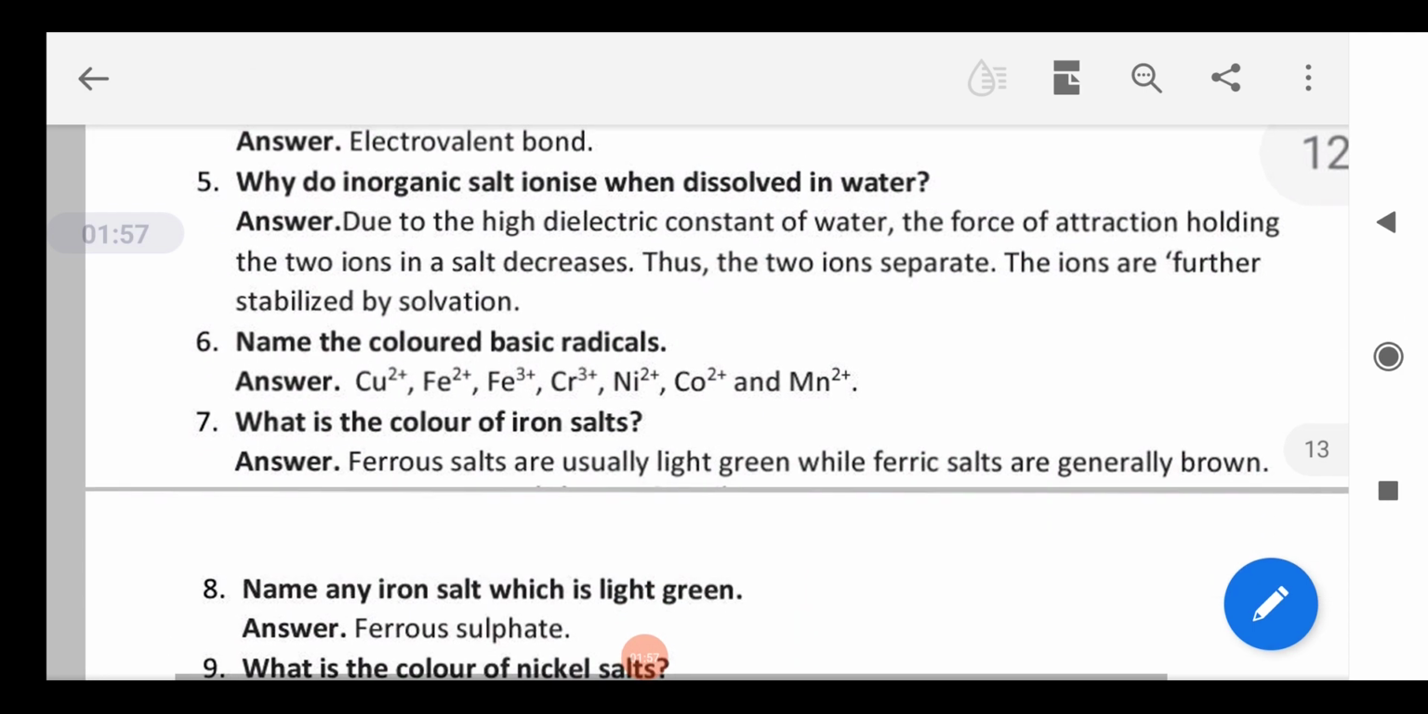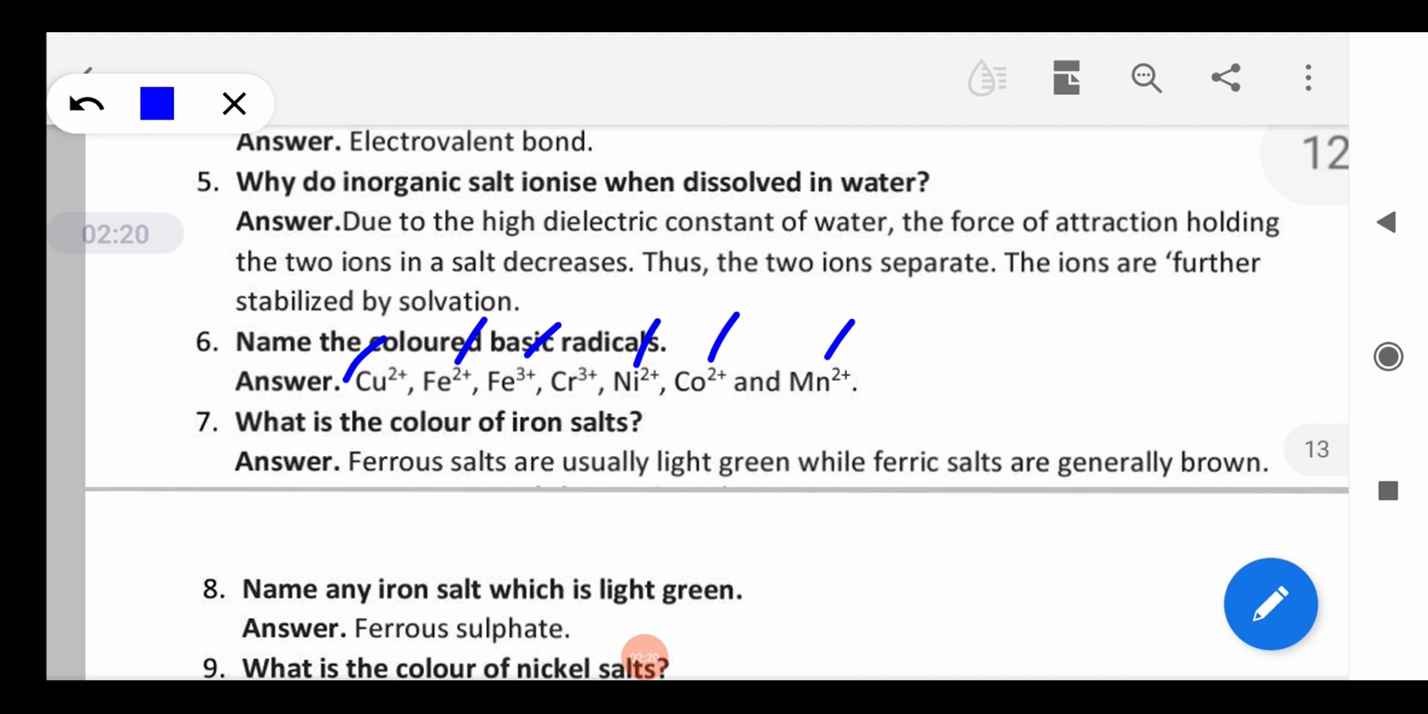Now move to question number 6. Name the colored basic radicals. Copper ion is blue in color, ferrous ion is light green in color, ferric ion is reddish brown in color, nickel ion is green in color, cobalt is light pink in color, and manganese ion is skin colored.